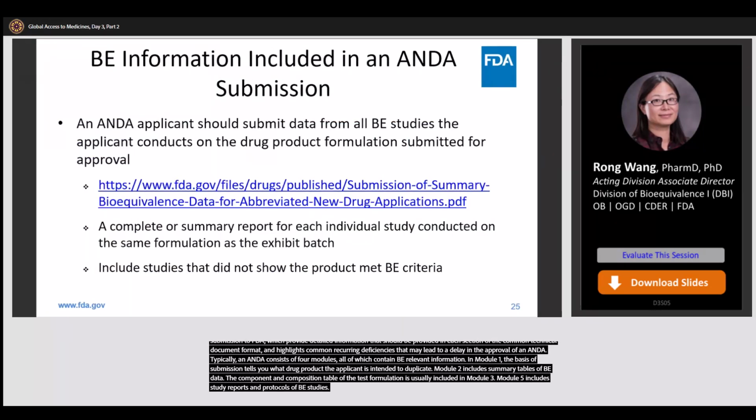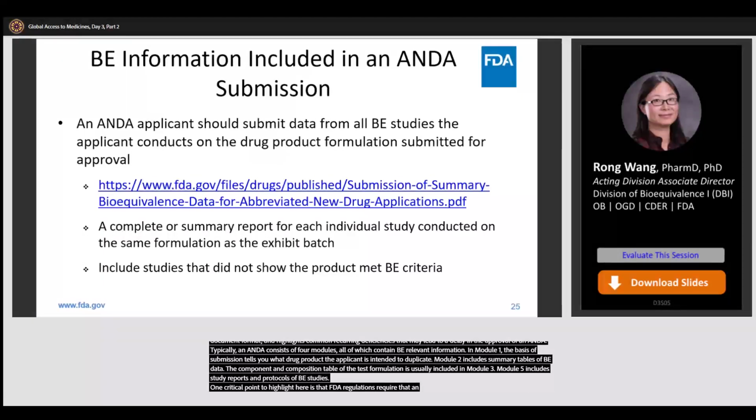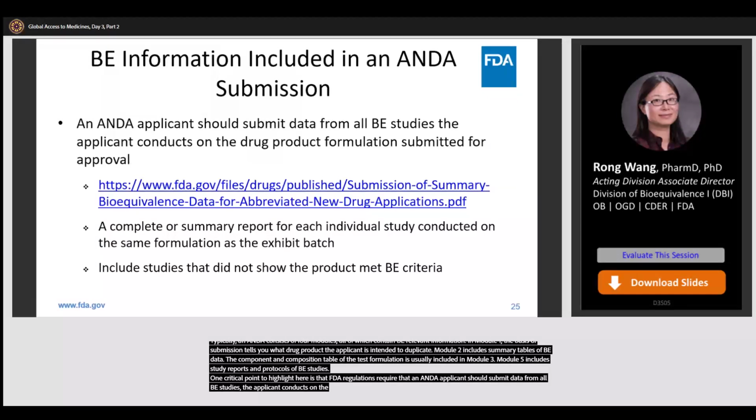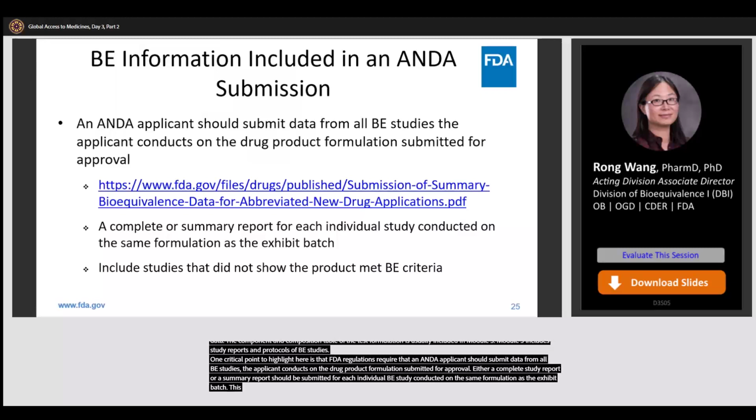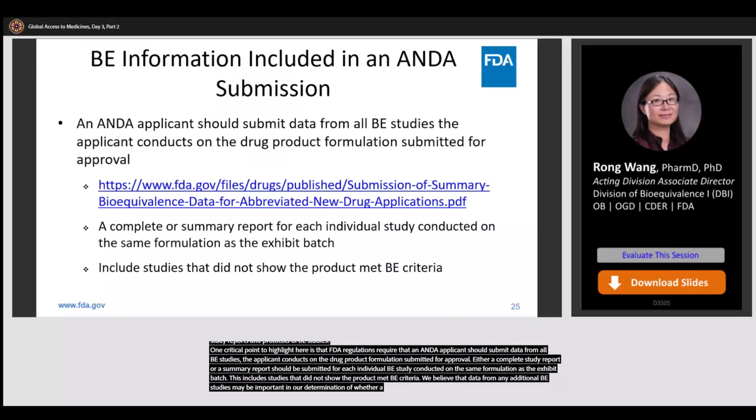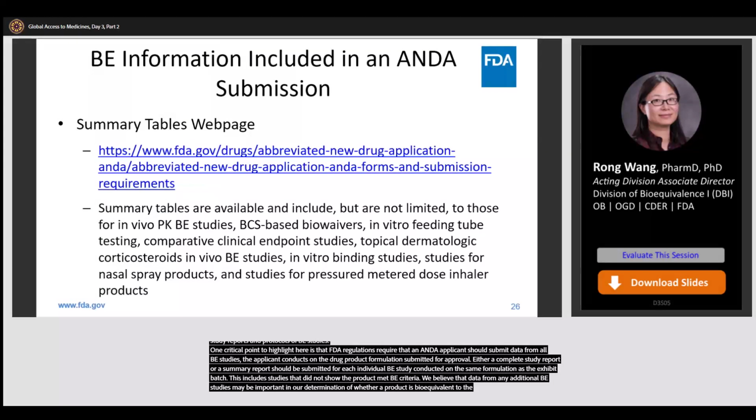One critical point to highlight here is that FDA regulations require an ANDA applicant to submit data from all BE studies the applicant conducts on the drug product formulation submitted for approval. Either a complete study report or a summary report should be submitted for each individual BE study conducted on the same formulation as the exhibit batch. This includes studies that did not show the product met BE criteria. We believe that data from any additional BE studies may be important in our determination of whether a product is bioequivalent to the RLD.